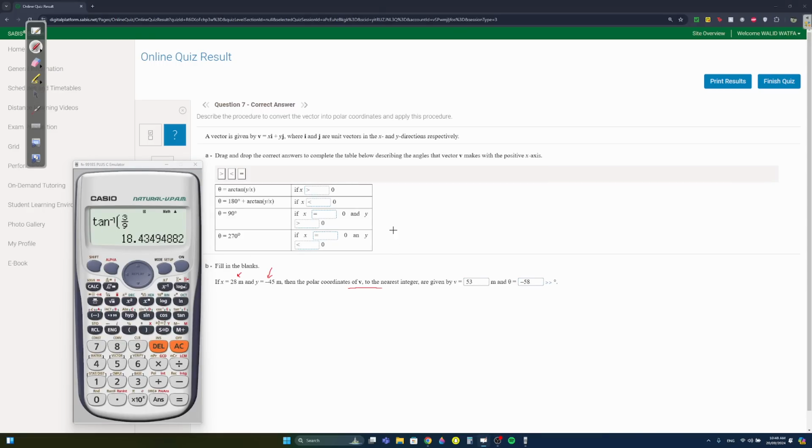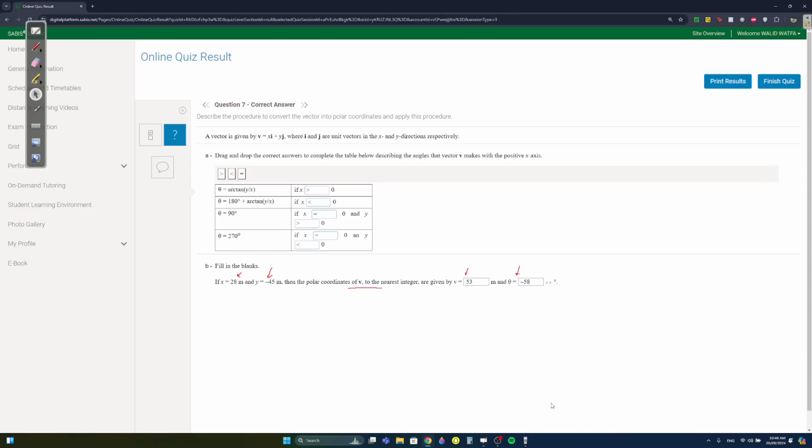But if in an exam you get it, to convert from Cartesian to polar, you actually find the magnitude and then you find the angle. How do you find the magnitude? You can just do shift pole and then put 28, minus 45. Let's see, 28 minus 45, what do you get? 53 and negative 58. But in this case you have to do, what's the other answer? It should be positive. Yeah, 302.